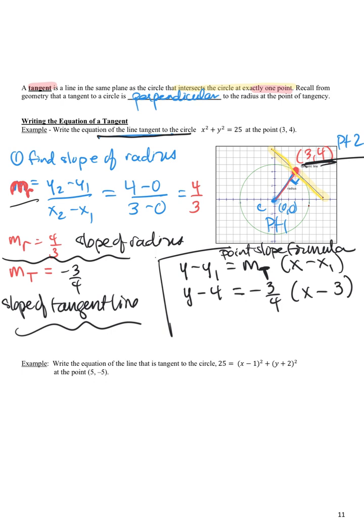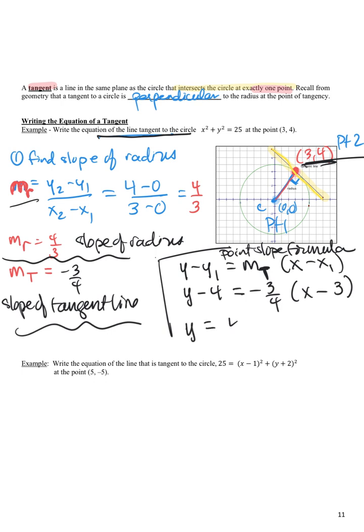Okay, so now this is an equation in point slope form, using the point slope formula. But if I want it in slope intercept form, I have to do a little work. What would I have to do? Isolate y. Okay, and then what else? Distribute -3/4. That is correct.